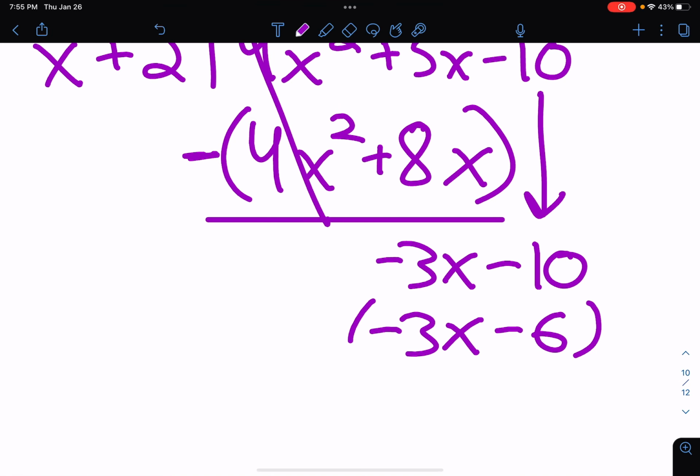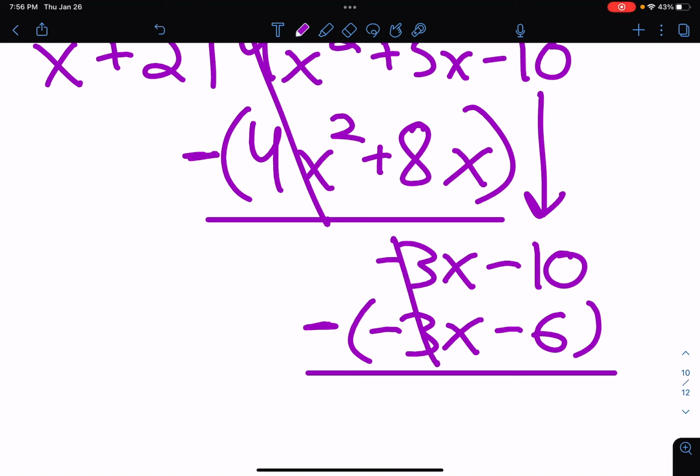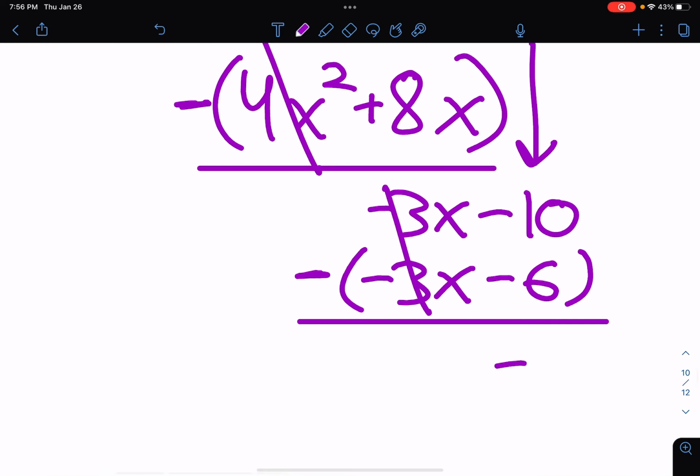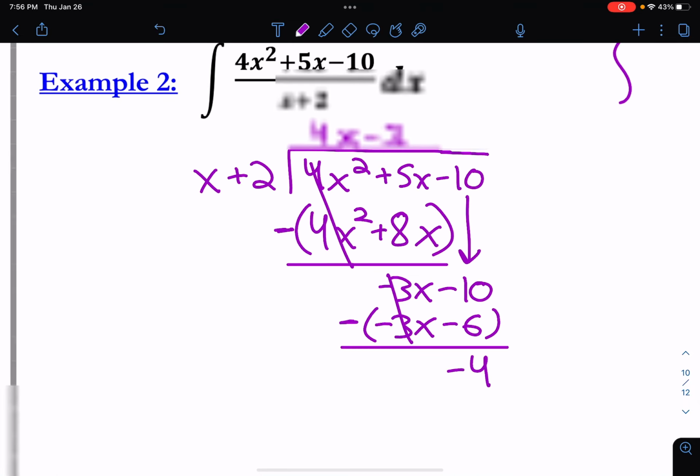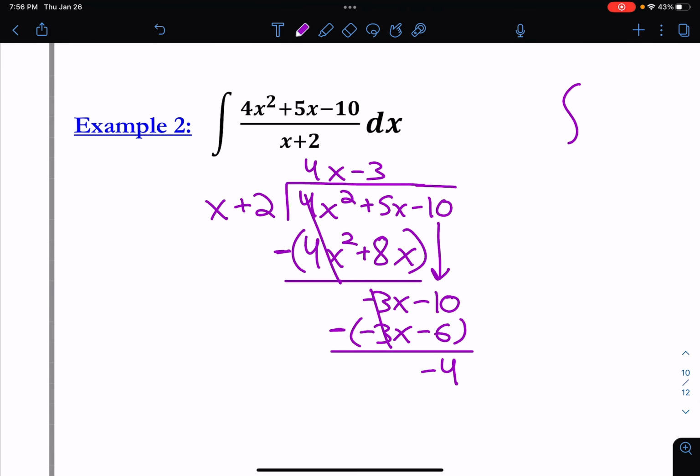But again, I'm subtracting. I want negative 3x to cancel with itself, okay? So the only way I can do that is by subtracting them. And now negative 10 minus negative 6, so double negatives, that's a plus 6 then. So negative 10 plus 6 is negative 4. That'll be my remainder, okay?